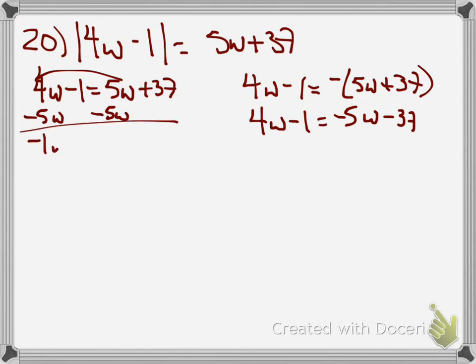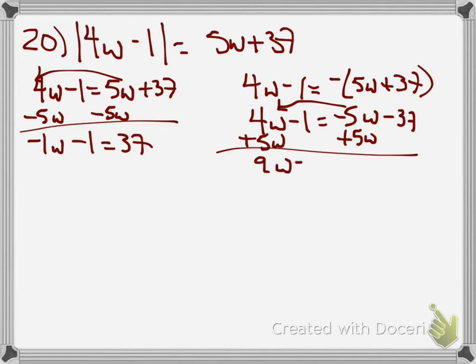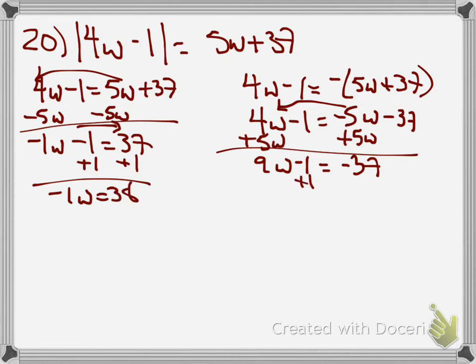That gives me -1w. Minus 1 is equal to 37. Over here, if I move it over, I become positive 5w. Gives me 9w. Minus 1 is equal to -37. Then I'm going to move the number to the right, so plus 1 plus 1. -1w is equal to 38. Here, plus 1 plus 1. 9w is equal to -36.